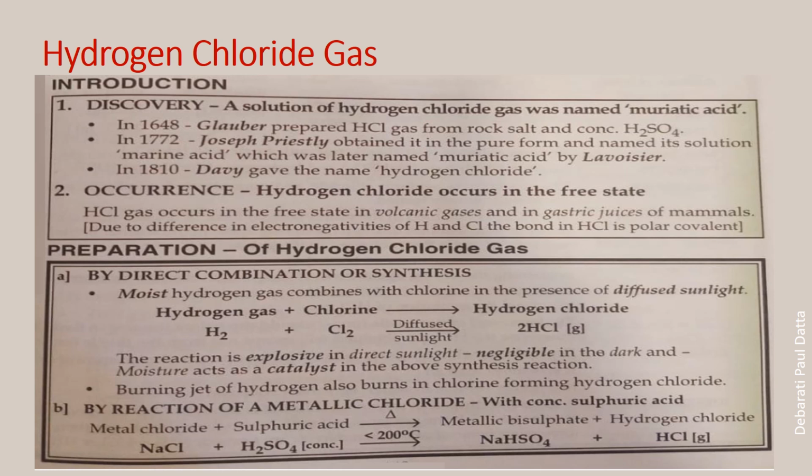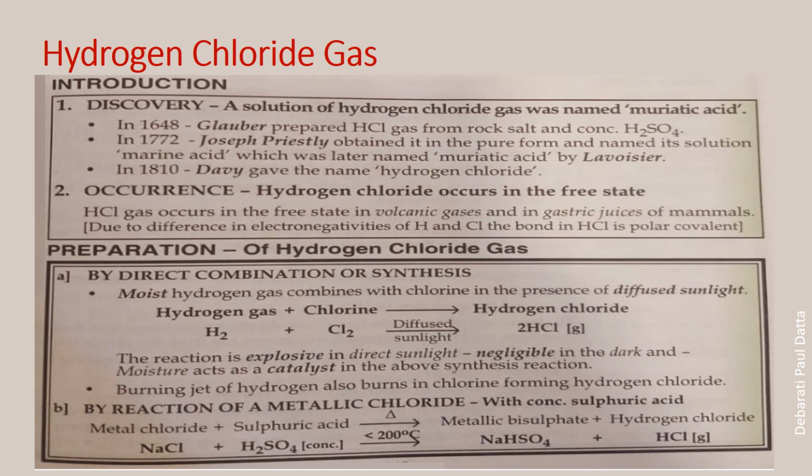See, the first method is direct combination or synthesis. Now, in this equation, you see the hydrogen gas combining with chlorine in presence of diffused sunlight. You have studied this in the class 8 hydrogen chapter, you remember? Hydrogen gas reacts with chlorine gas in presence of diffused sunlight to produce hydrogen chloride gas. Here moisture acts as a catalyst, right?